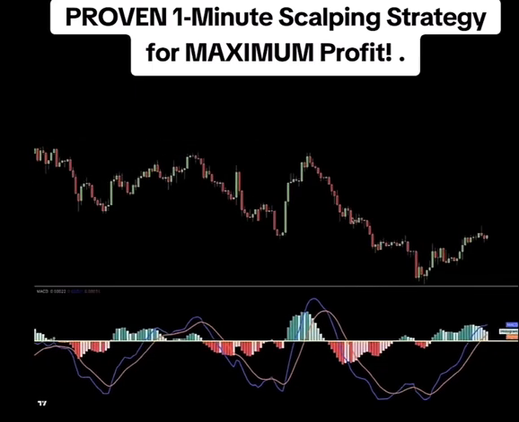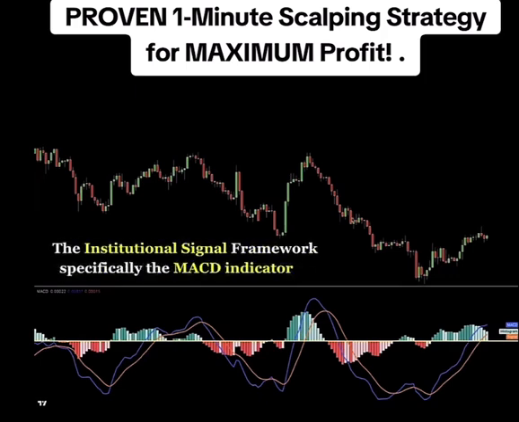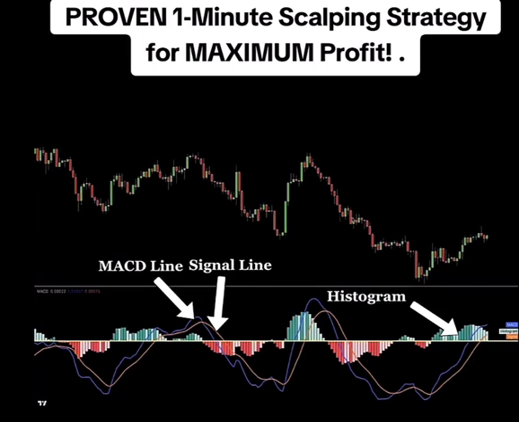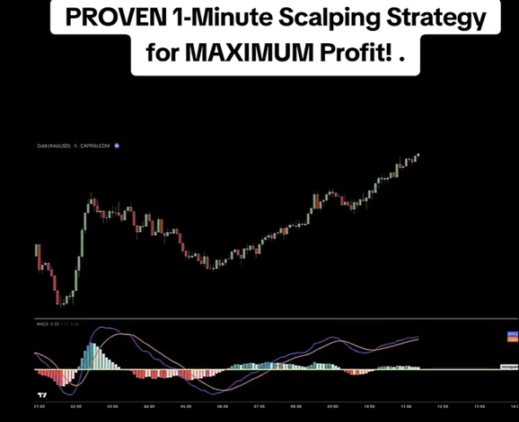Now, let's shift our focus to a tool that is often underestimated but incredibly powerful when used correctly: the institutional signal framework, specifically the MACD indicator. The MACD is made up of three key components: the MACD line, the signal line, and the histogram. All of these components revolve around the zero line, which acts as the MACD's center and a key reference point for market momentum. Institutions build their trading systems around MACD crossovers.